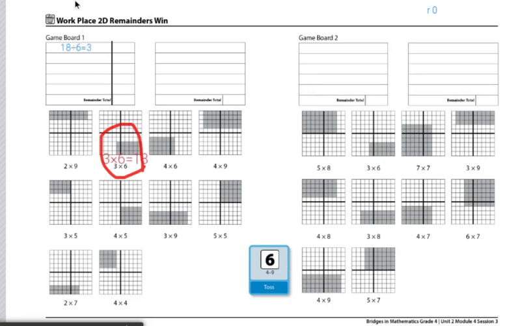We form the equation 18 divided by 6 is 3. In this case, we don't have a remainder, so our remainder is 0. We'll put 0 for that round.